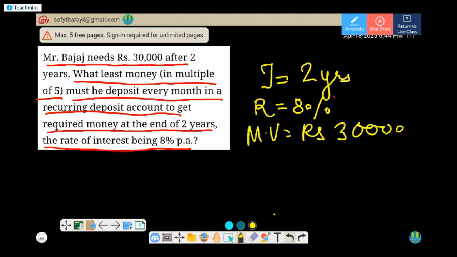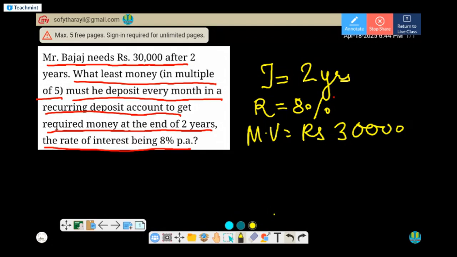And we don't know what is the amount he's going to pay because that's what they are asking us, how much money he needs to pay every month. It's a recurring deposit. Every month he will be paying. How much he will pay, we don't know. We need to find that out. And it has to be the multiple of 5. That is also an important point that we have to consider. We'll take that multiple of 5 towards the end.